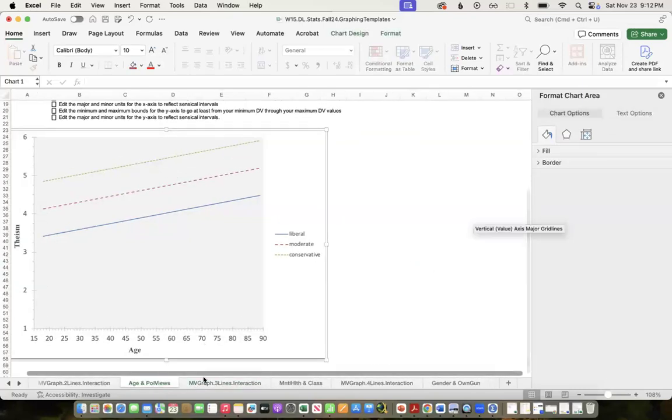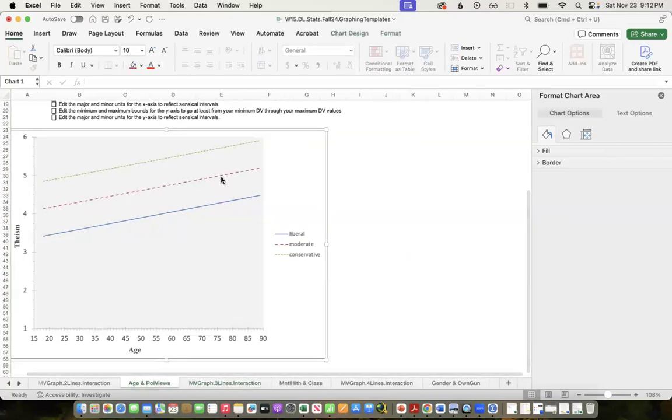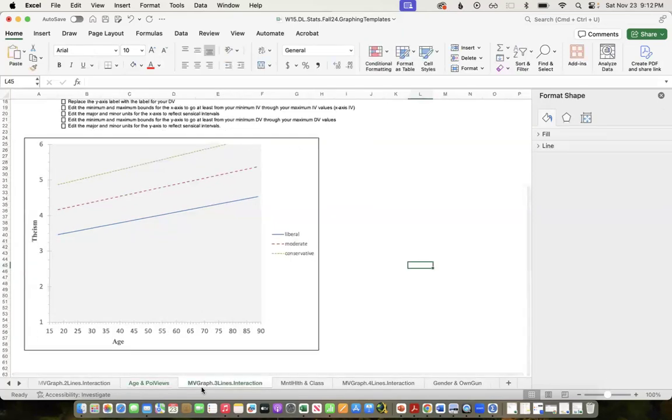We can see this gets up to 6 a little bit younger, around 75. So it's a little bit different, but not much.